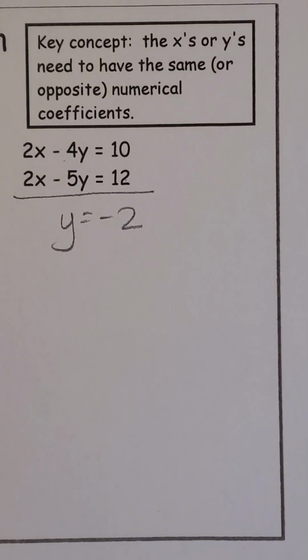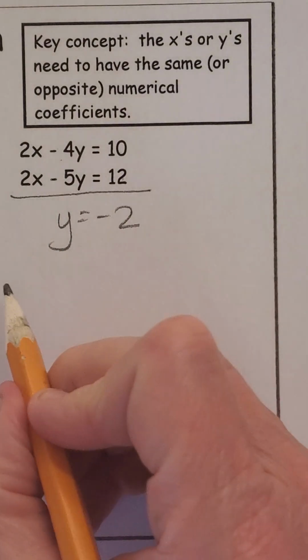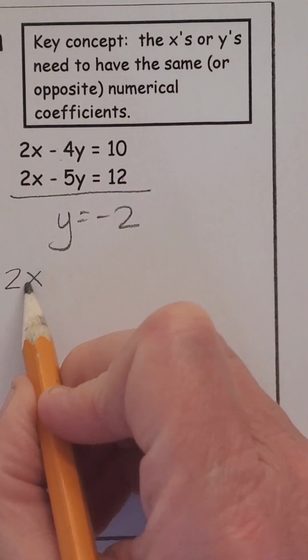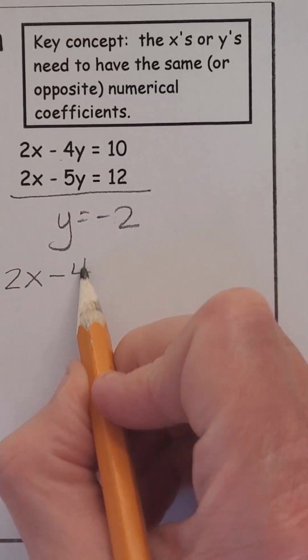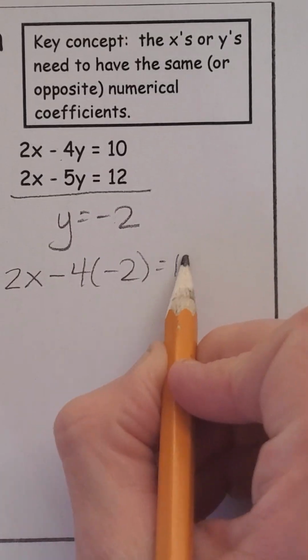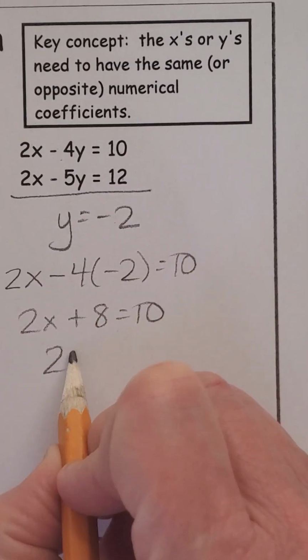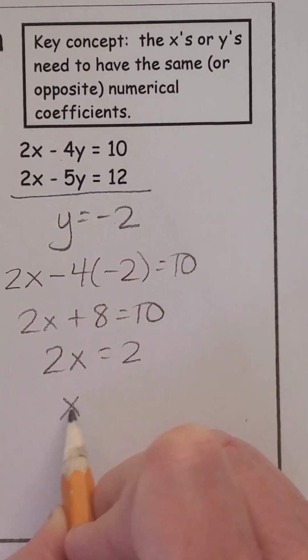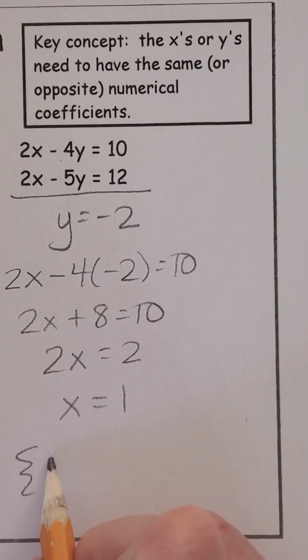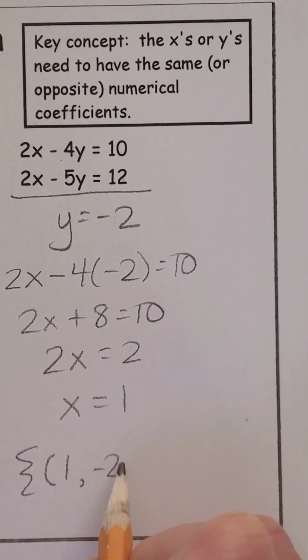Now we're going to do the same thing we did with the first one. Take any one of those equations, substitute the -2 in for y, and solve, and then we write our solution set.